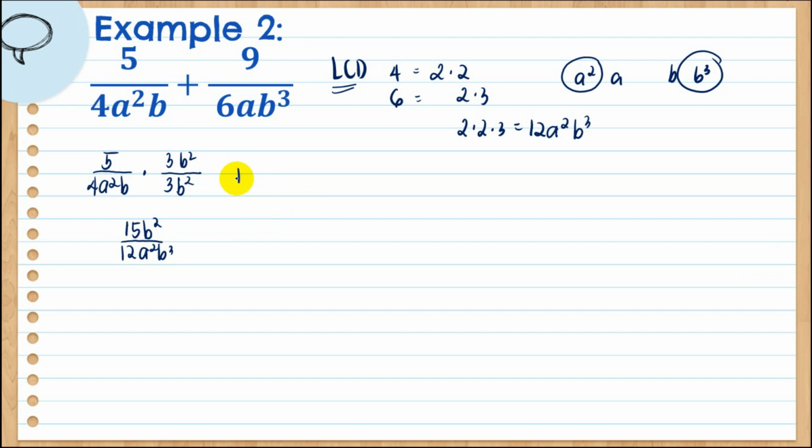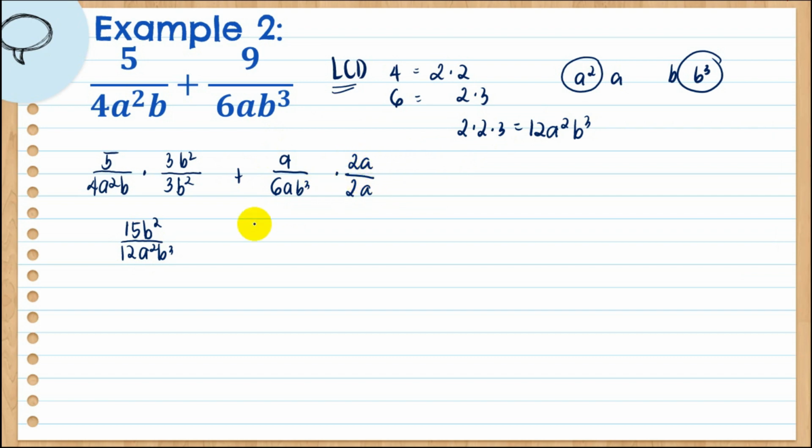Okay? Next, let's have our second RAE. 9 all over 6a b cubed. 12 divided by 6 is 2. A squared divided by a is a, and then b cubed divided by b cubed is 1. So, no need na to write.